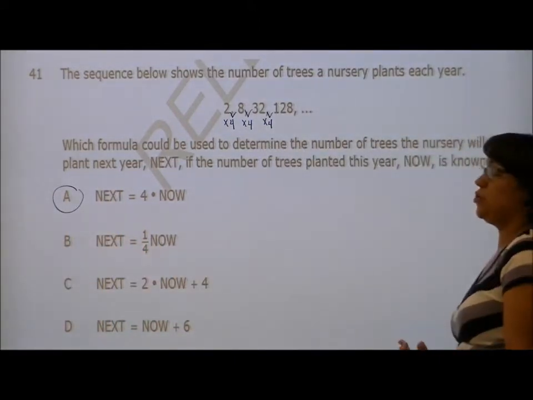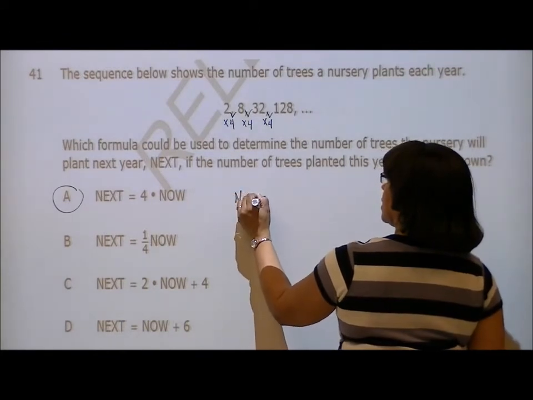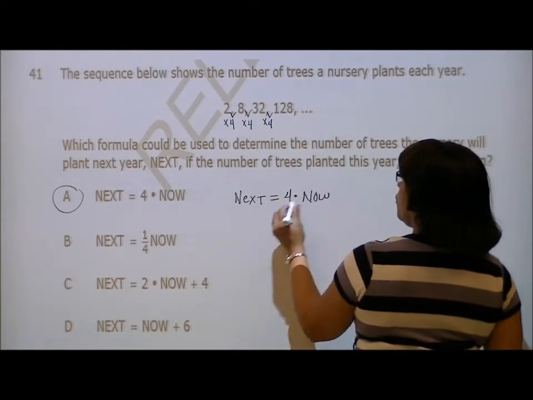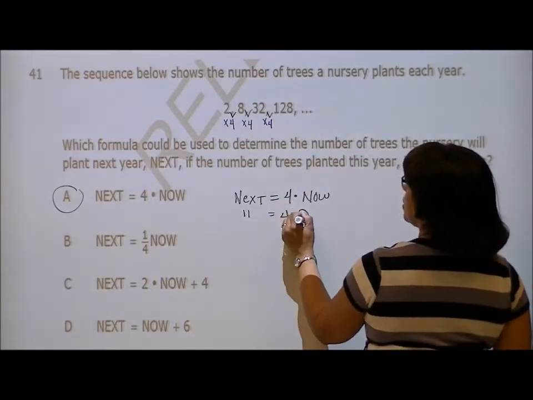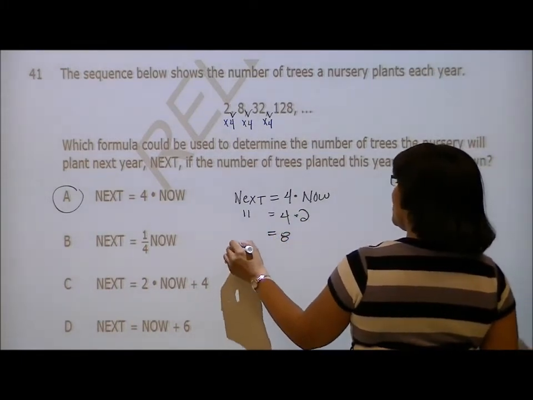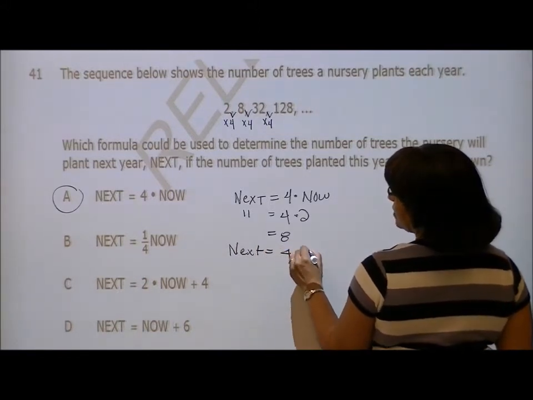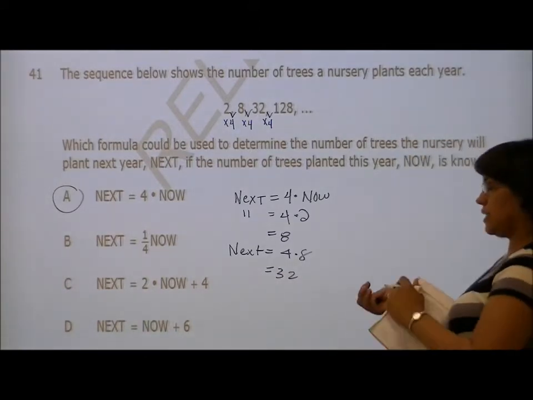Another thing you can do is substitute. You can say next is equal to 4 times now. Therefore, the first time, now is 2, so next is 8. Okay? So now next would equal 4 times 8, which is 32. And as you see, you get those numbers. So that's how you work it out.